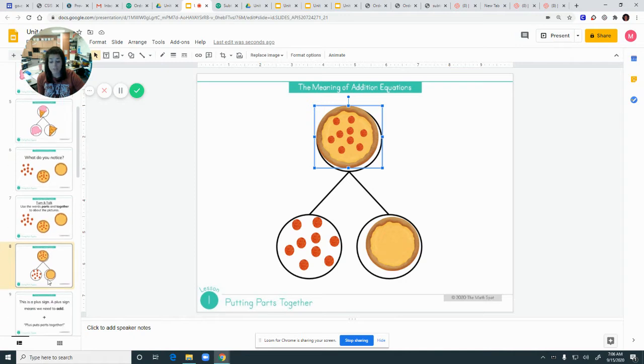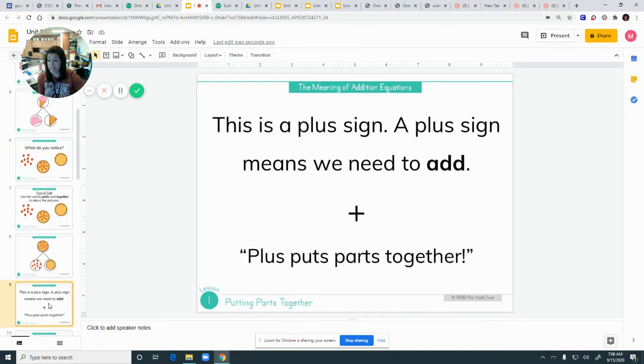If I'm going to add the plus sign, okay, a plus sign means we need to add. Plus sign means parts, like we're going to plus parts together. We're going to put the parts together to make our whole. That's what that plus sign means, the addition sign. We're going to put those pieces together.